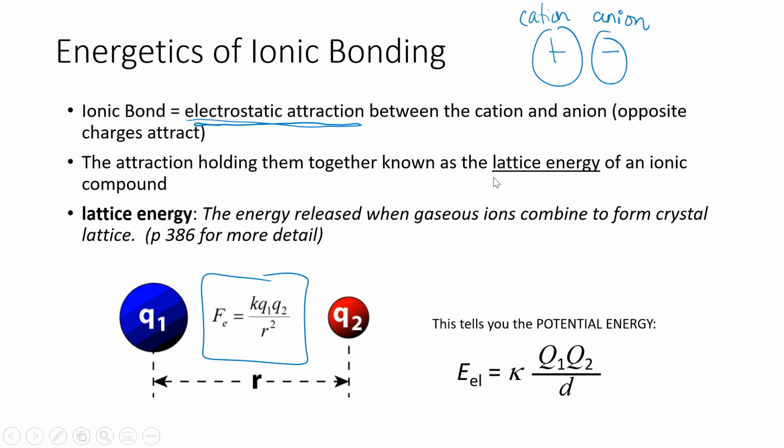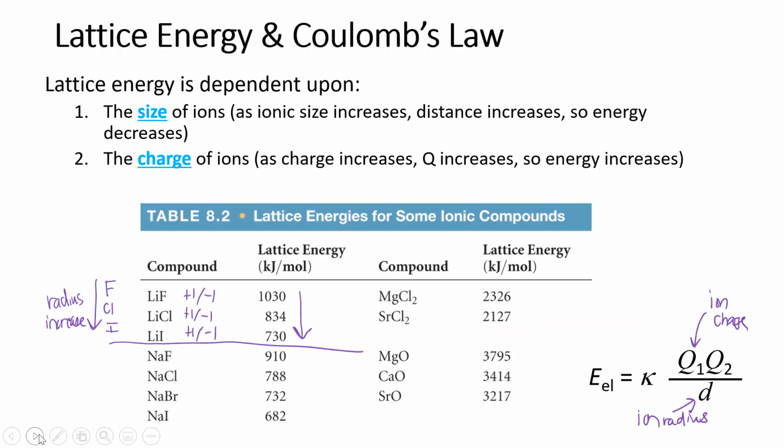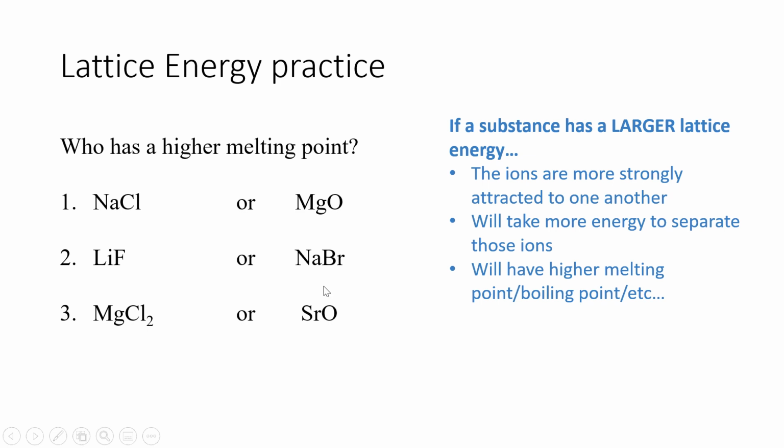So if the ions are more attracted to each other, they've got a higher lattice energy. The ions are more attracted to each other, which means it takes more energy to separate those ions apart from each other. As a result, when you look at their physical properties, they'll have a higher melting point, higher boiling point, things like that.